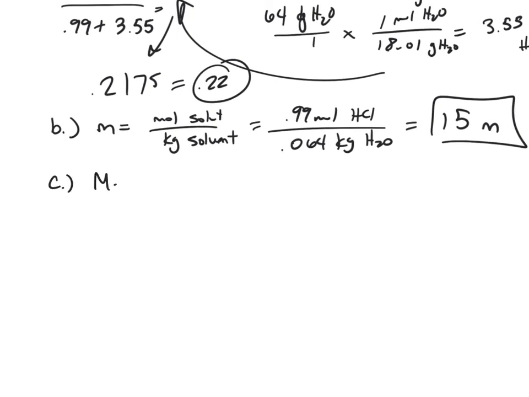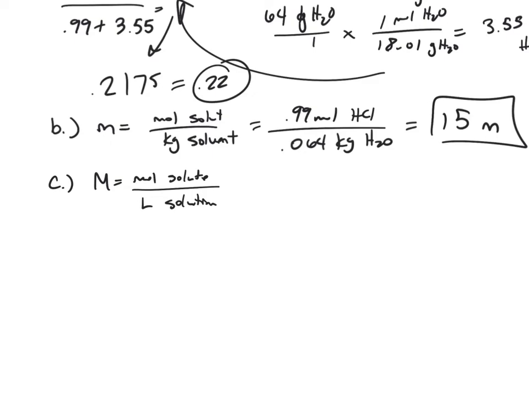And I need molarity, remember, to be moles of solute, which again is going to be 0.99 moles, but I need to get that over liters of solution. In order to convert between molality and molarity, I need to know the density of the solution, because that's going to help me calculate from grams to milliliters. The only way to get from grams to liters or grams to milliliters is using a density. Without it, it cannot be done.